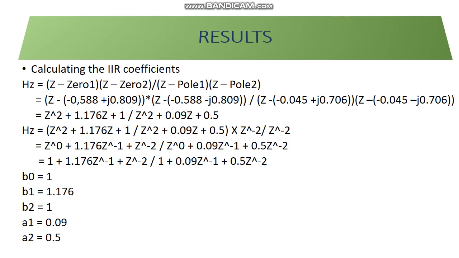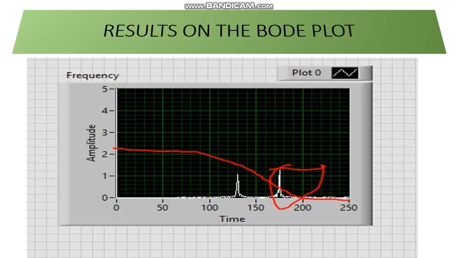On this slide, which still talks about the results, it shows the IIR coefficients and how I calculated them. As you can see, they are calculated: B0, B1, B2, and A1 and A2. Results on the Bode plot. This is not the actual Bode plot. The actual Bode plot will be shown on the next slide, which I drew using MATLAB software.